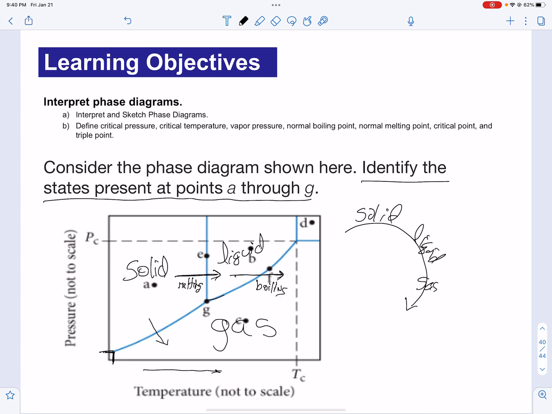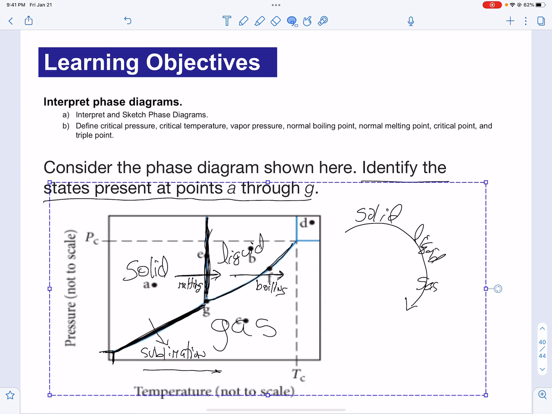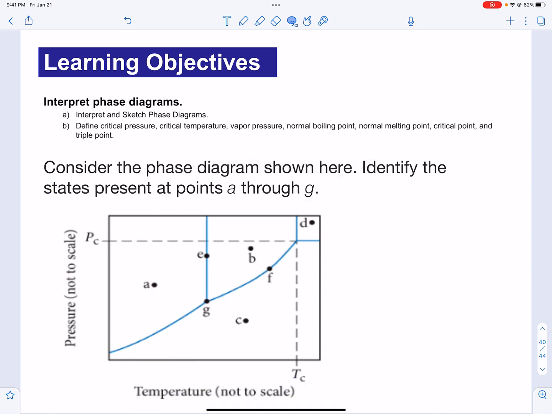Or we can say that this is the equilibrium line between the liquid and the gas. This is the equilibrium line between the solid and the liquid. And this is the equilibrium line between the solid and the gas. So this is what we're going to call sublimation. So let's go back and identify exactly what the problem wants. I kind of took a short tangent in there.